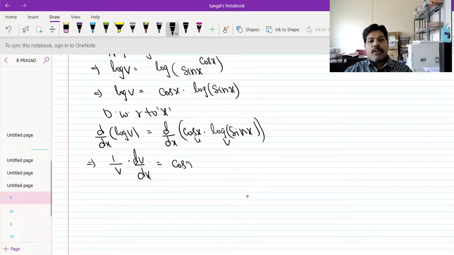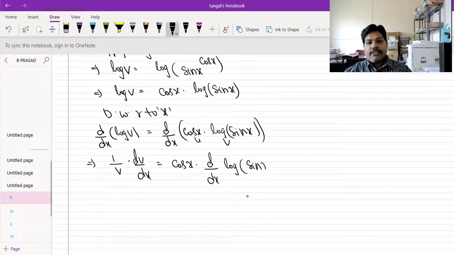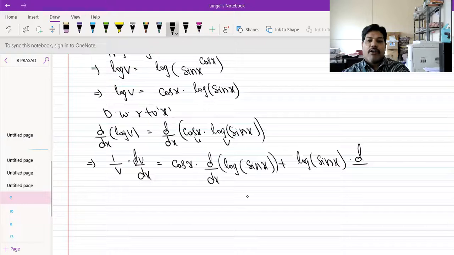So what we will get is cos x into the derivative of log of sin x, plus log of sin x into the derivative of cos x. So for uv, what is the derivative? u into the derivative of v plus v into the derivative of u. So what happens, students? Take this v to that side.